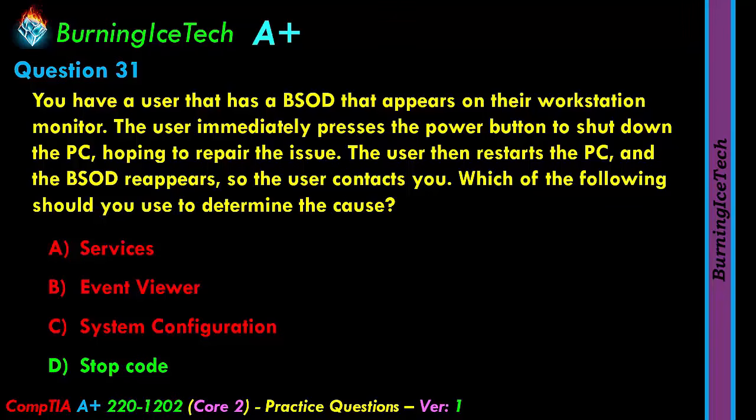The error you're looking for is, drum roll, the stop code. So the stop code is ultimately what's going to tell you what's wrong, whether you found it via the event viewer or whether you managed to actually grab a screenshot of it when it flashed on your screen for a couple of seconds. Either way, the stop code is ultimately what actually tells you what's wrong. The event viewer is just what allows you to find the stop code, but it's not actually what tells you what is wrong on the machine. So the answer, guys, is in fact answer D, stop code.